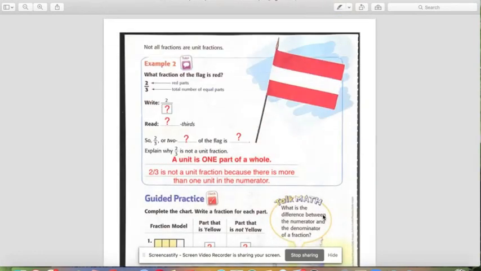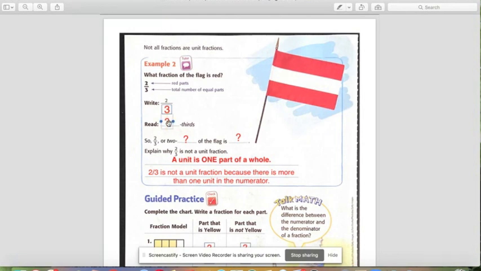All right. Next page. Now I have a flag that's divided into 3 parts. So the total number of parts is 3. How many parts of the flag are red? The top and the bottom. 2 of the parts of the flag are red. So I have 2/3. 2 is the numerator, 3 is the denominator. So it would look like this. 2 parts red of a total of 3 parts.